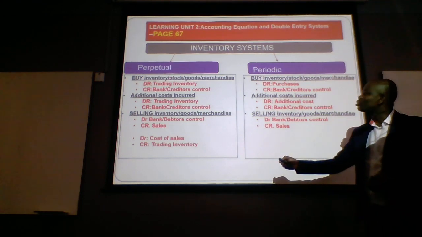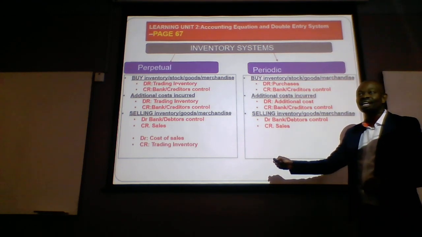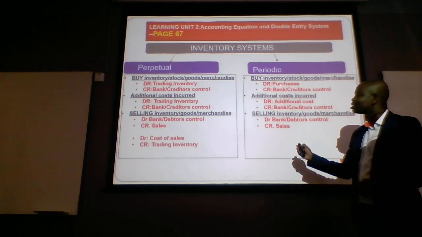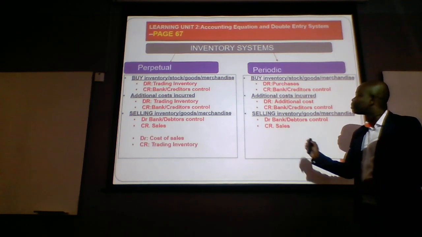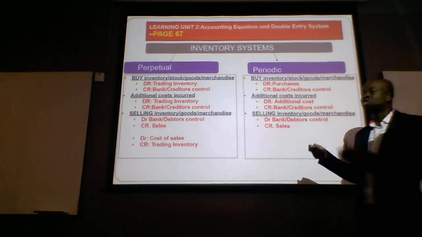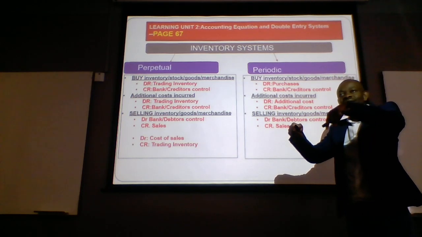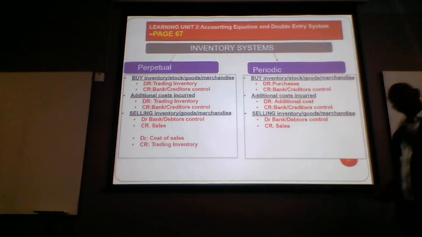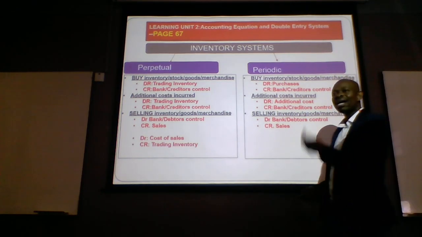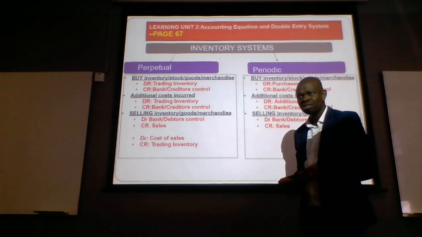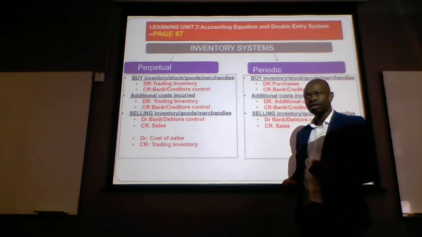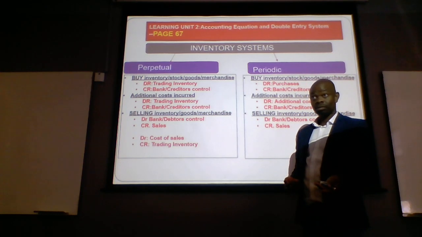The only difference is what do you call inventory under this and what do you call it under this. So here we call it trading inventory, here we call it premises. Can you see the change is only with the inventory related? Sometimes, when you buy inventory, you incur other costs. Maybe you bought them from Pretoria, you incur transport. You must record that one.